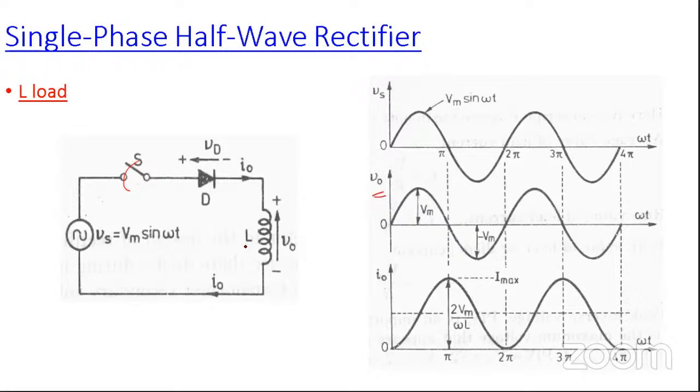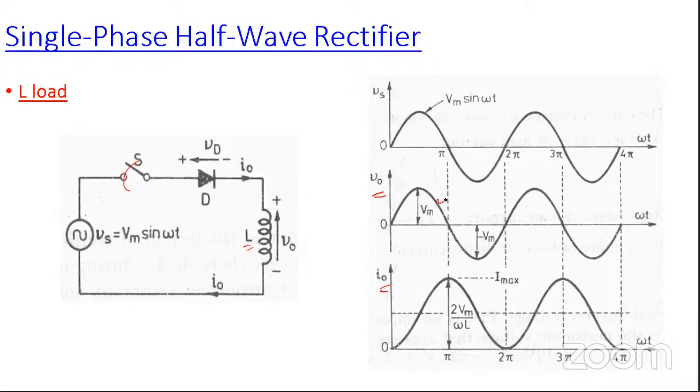If the inductance value is more, you will see in this case that is the inductive current I0. So I0 is basically equal to 2 Vm by omega L. This is the maximum value, and all of you know that in case of inductance, the current slightly lags the voltage.